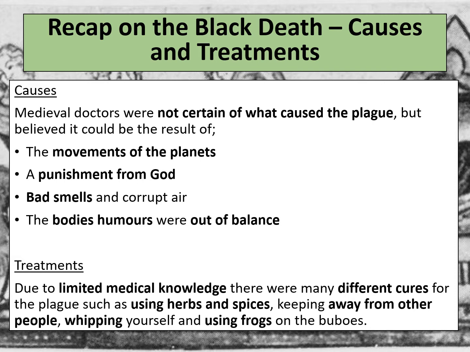This idea of the humours stemmed from Roman and Greek ideas that the body was made up of humours, which are a specific fluid known as black bile, yellow bile, blood and phlegm. If one of these humours was out of balance, then this is what made you become ill. Again, due to limited medical knowledge, there were many different cures for the plague, such as smelling herbs and spices, keeping away from other people, whipping yourself, and putting frogs on the buboes.